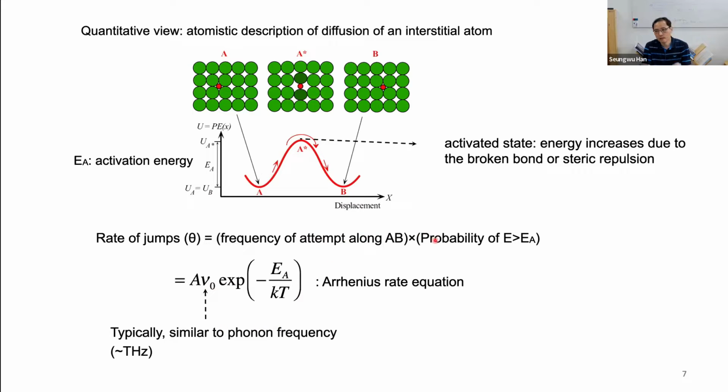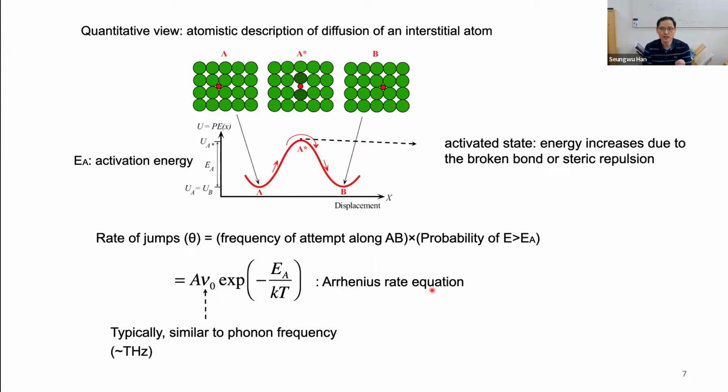Another quantity is the probability that, in order to overcome the barrier, you have a kinetic energy that is higher than this activation energy. And from statistical mechanics, you can find that this probability is actually given by the Boltzmann factor of the activation energy. So this rate of the jump is called the Arrhenius rate equation, and once you know the activation barrier, it gives you how many times it jumps from one side to the other, right?